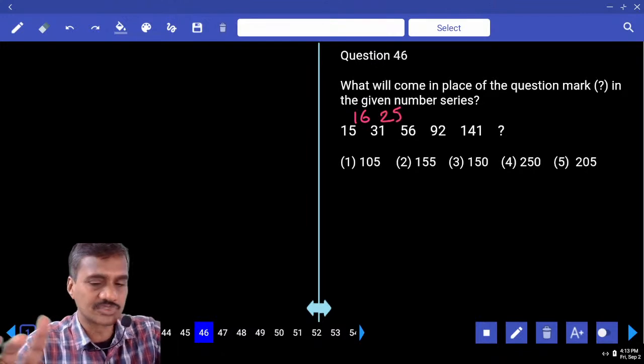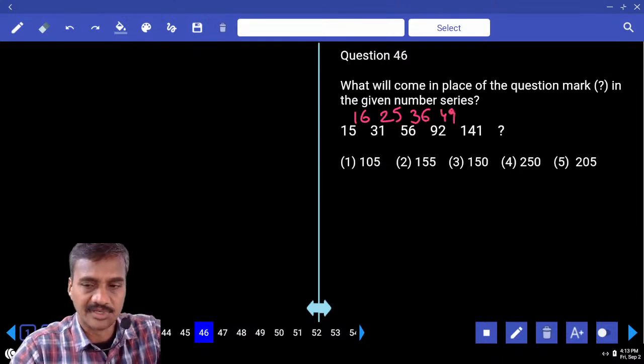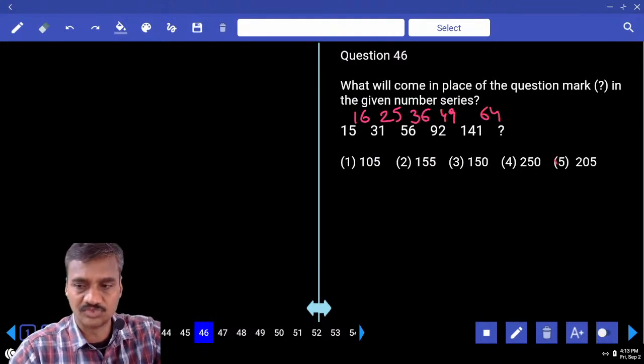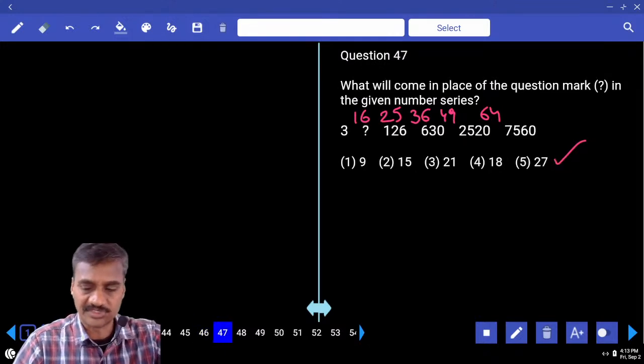16, 25: 4 square, 5 square. Next one is 6 square and 7 square. Then next one, 8 square. 8 square is 64. And 4 plus 1 is 5. What is your answer here? 205, choice 546. Then 47.